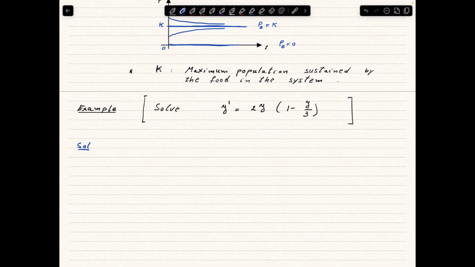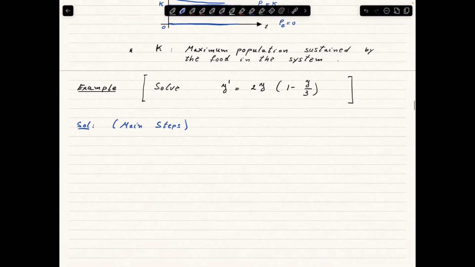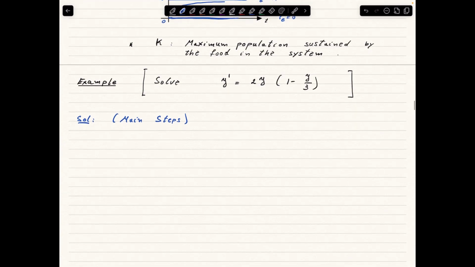Solution. How do we solve this equation? Looks complicated. Yeah, we are not going to do all the steps. We are going to do the main steps only, because we are running out of time. Main steps. And there are going to be several calculations left for you guys to do.